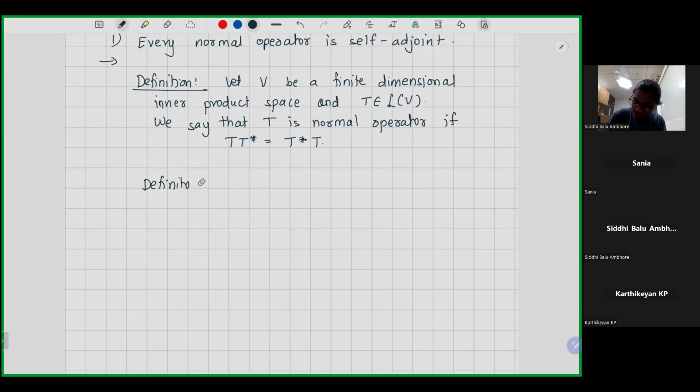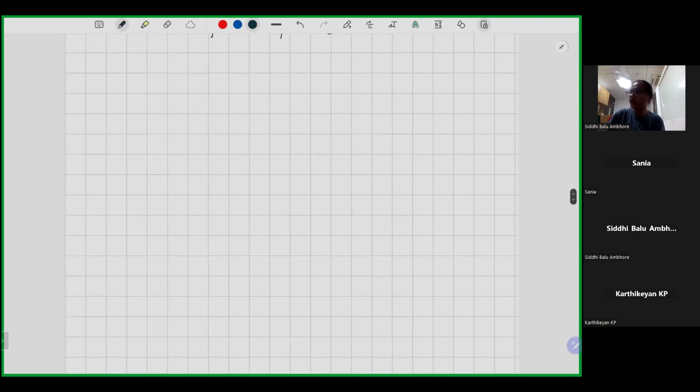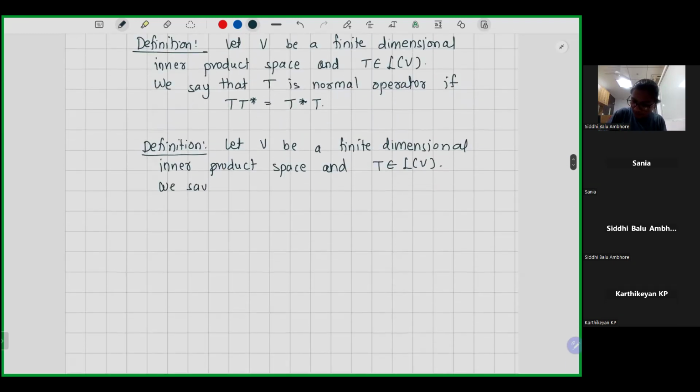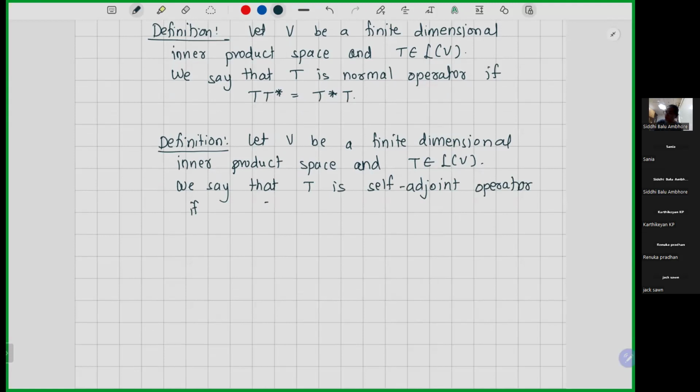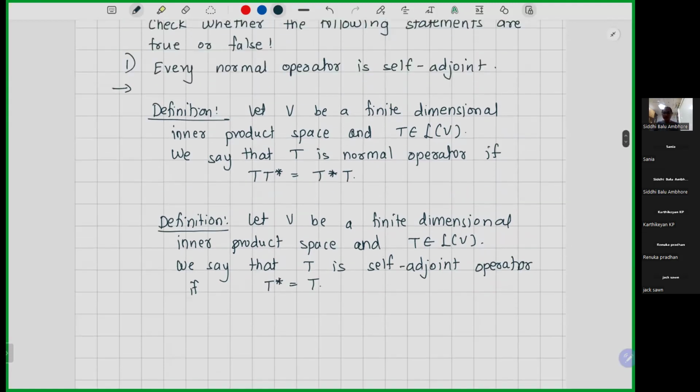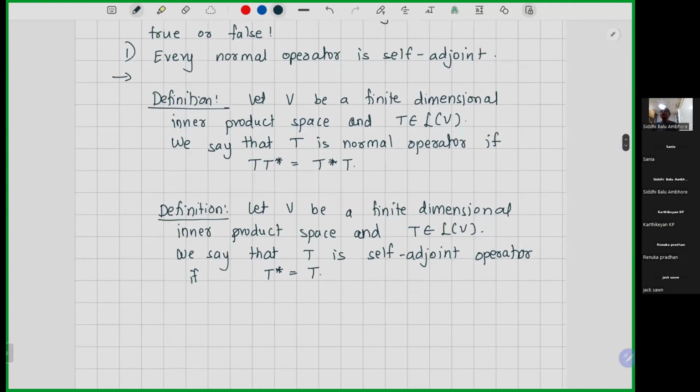And for self-adjoint, we again have V a finite dimensional inner product space, and again T is in L(V). Then we say that T is self-adjoint if T star is T, that is, the adjoint of the linear transformation T is T itself.